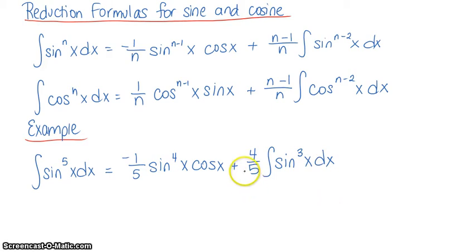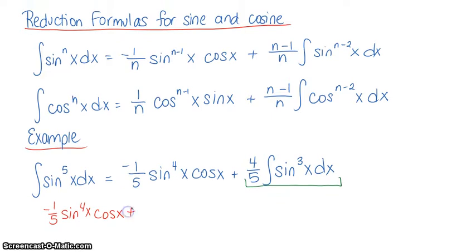Now if you notice here, we can actually evaluate this again by using the same sort of method. So the next one, we will keep our negative 1 over 5 sine to the 4 of x times cos of x, plus 4 over 5, and then we have to do this whole thing again for this integral right here.